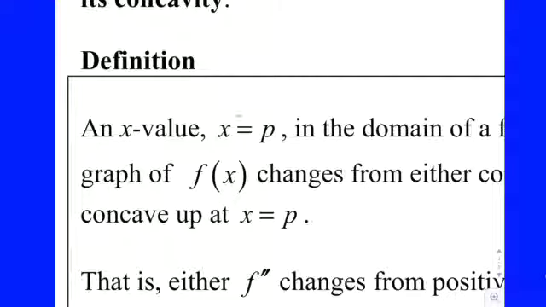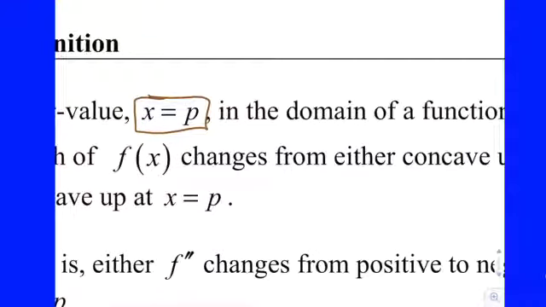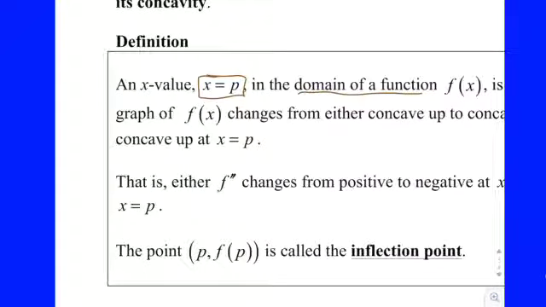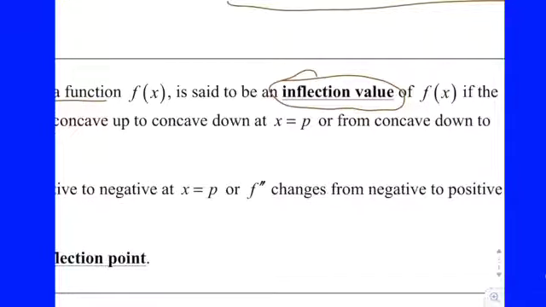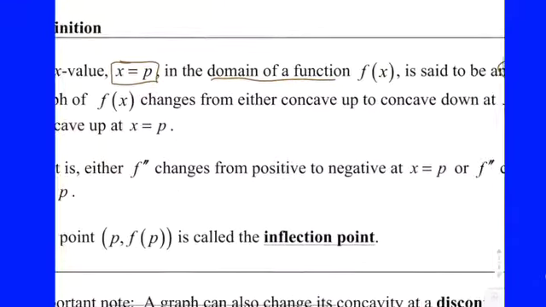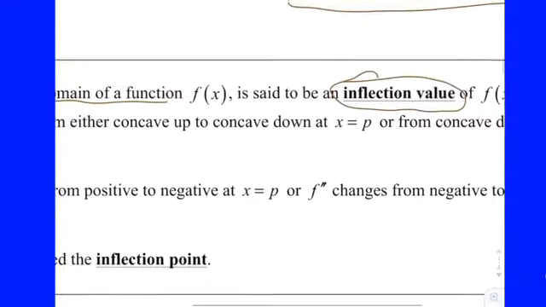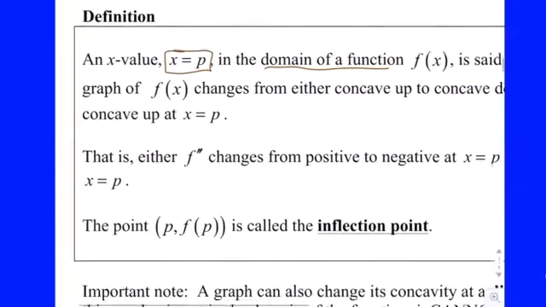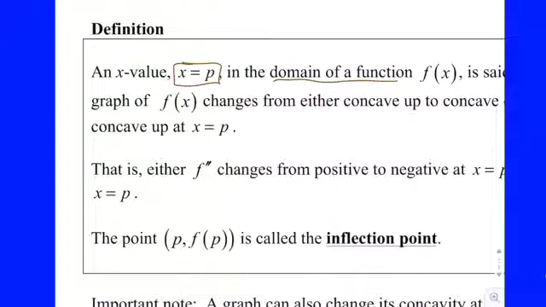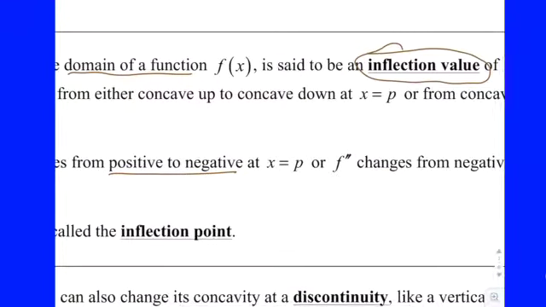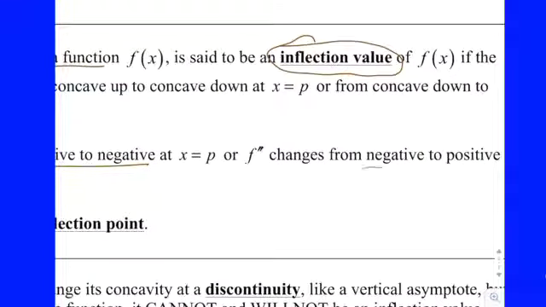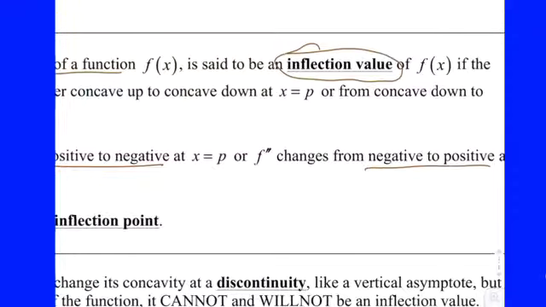An x value, call it x equals p, that's in the domain of the function. So very much like a critical value, x equals c. An x value p is said to be an inflection value of f if the graph of f changes either from concave up to concave down at that point, or from concave down to concave up at that point. That is, if f double prime changes from positive to negative at x equals p, or from negative to positive.